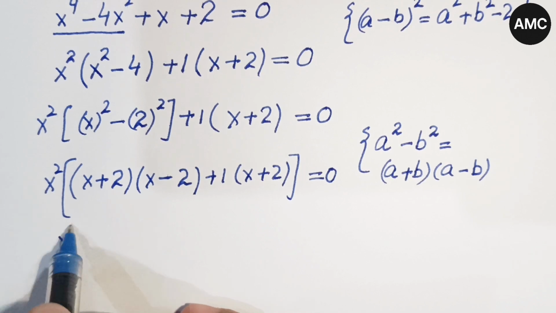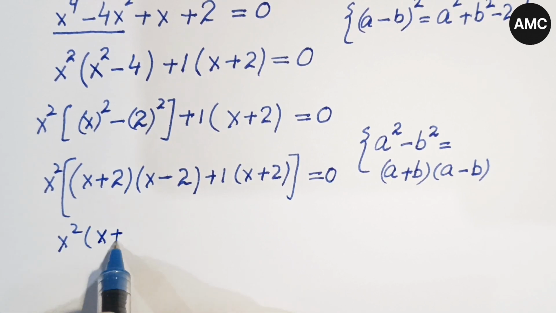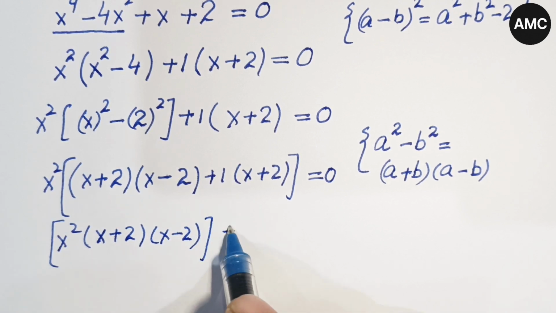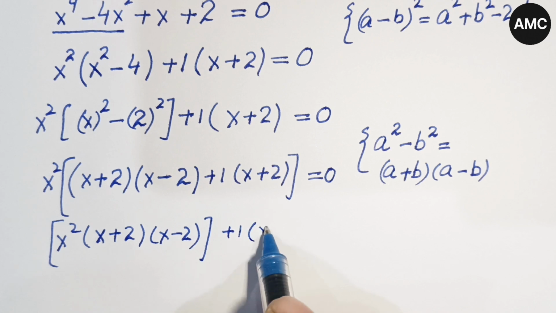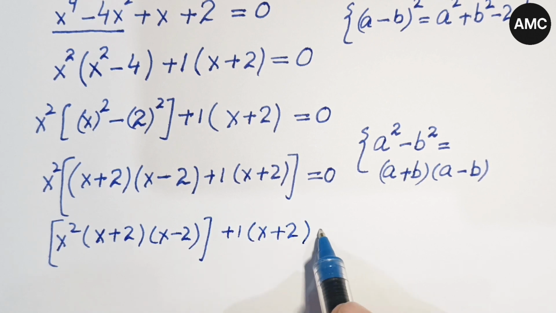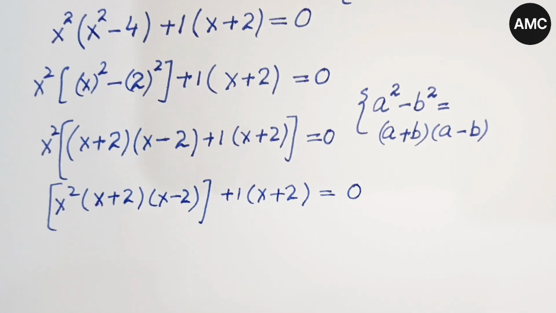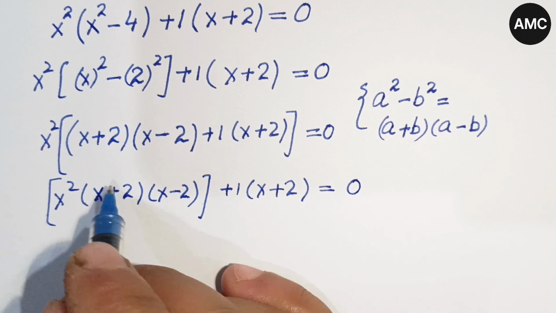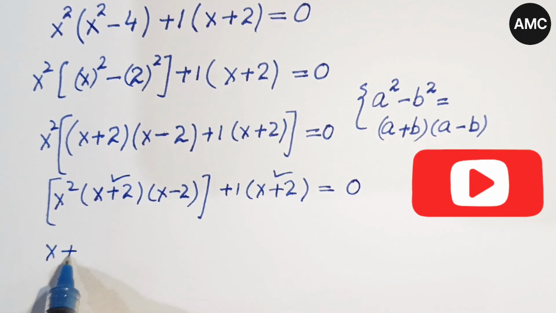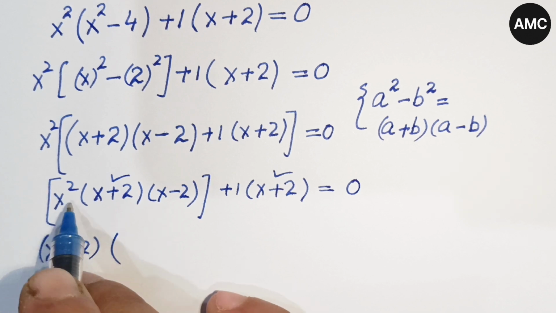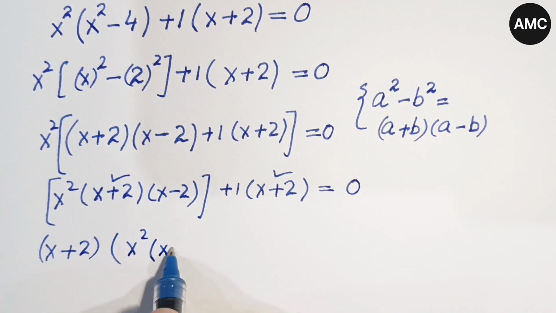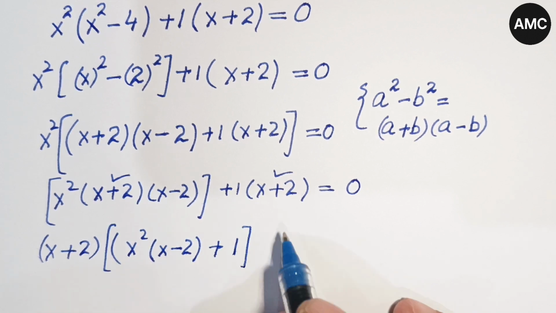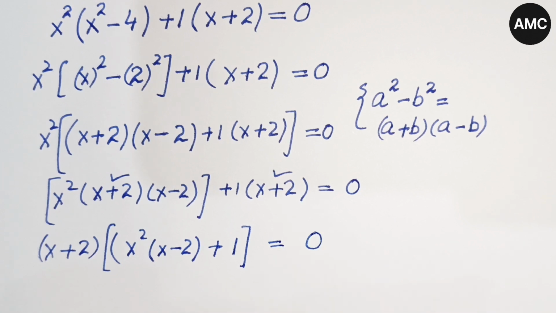Now here it is our first pair, that is x squared multiplied by (x + 2)(x − 2). And it is our second pair, plus 1 multiplied by (x + 2), is equal to 0. Now here x + 2 is common, so we are going to take x + 2 common outside the bracket, then we get x squared times (x − 2), and here we have plus 1, so it is equal to 0.